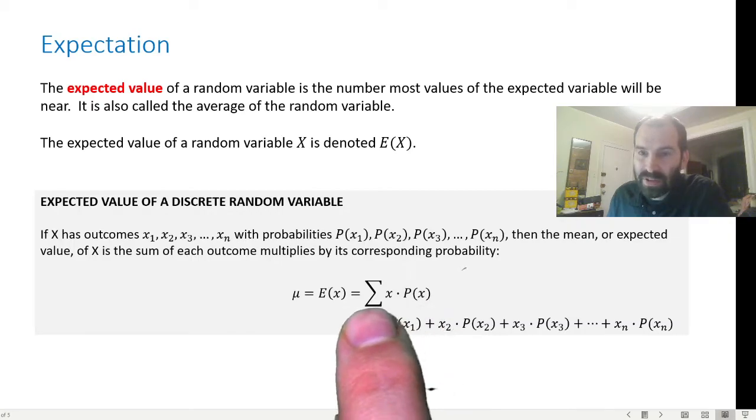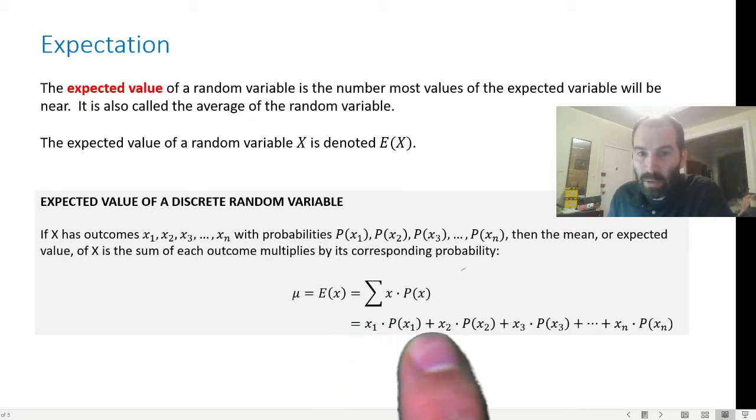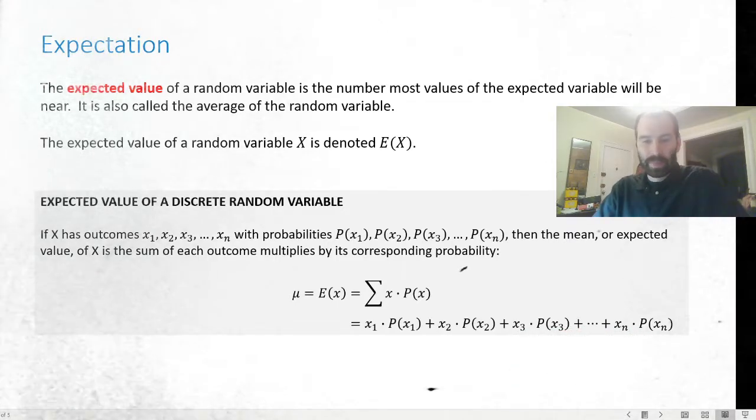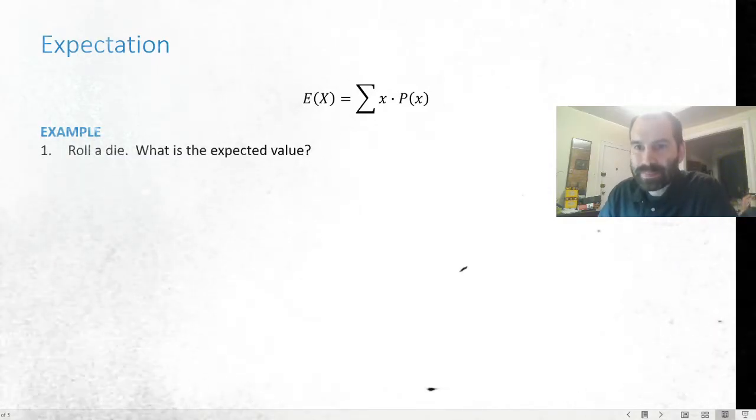This is the mathematical symbol for sum. We're taking each value and multiplying it by the probability, adding them up. Written out, this is what it would look like: the first value multiplied by its probability, plus the second value by its probability, plus the third value times its probability. Keep going, just add them all up. Let's do an example.